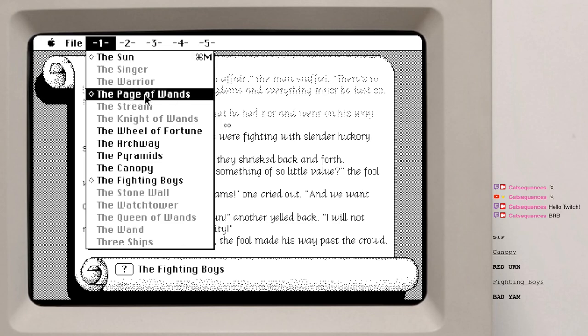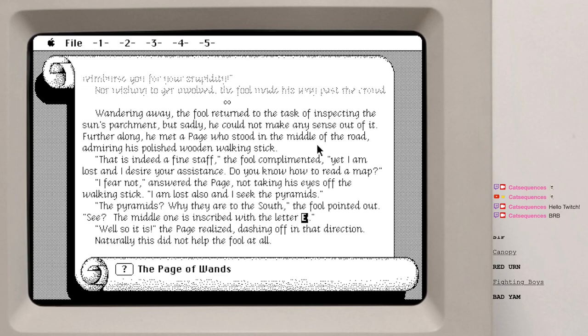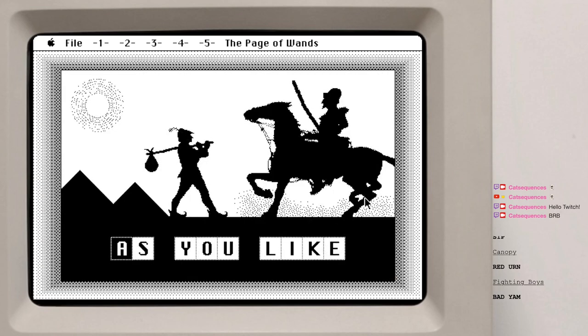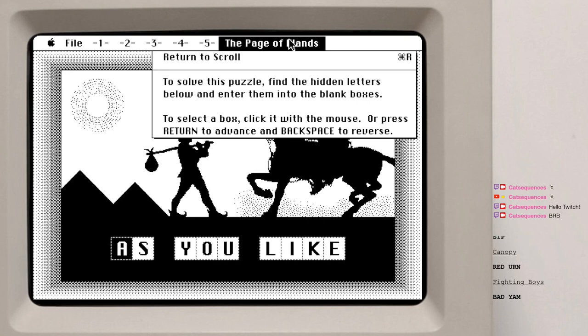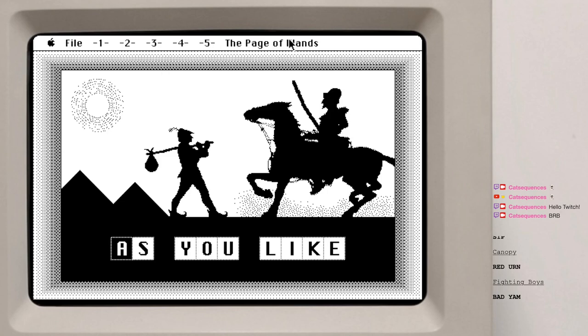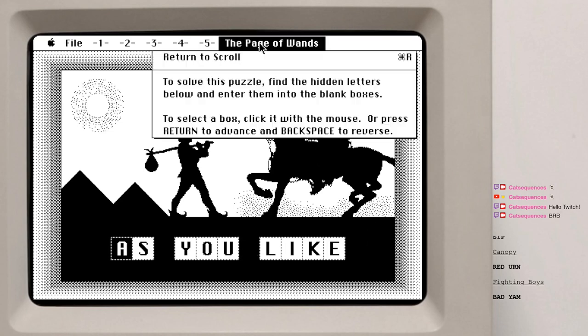So the Page of Wands was one that was. Let's return to that, and I'll remind myself what that was like. Oh yeah, so we just had to solve this puzzle. Find the hidden letters below and enter them into the blank boxes. So that suggests that there might be things hidden in the picture, maybe?